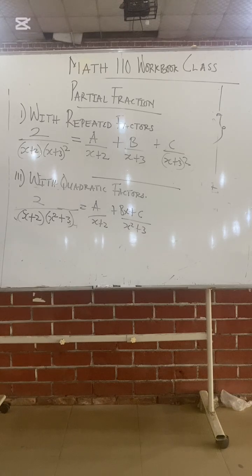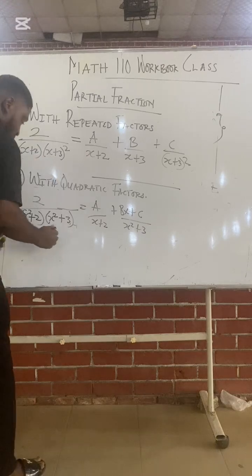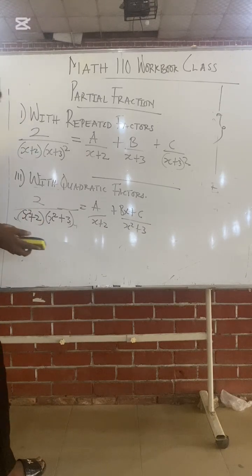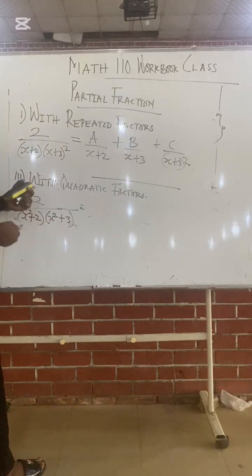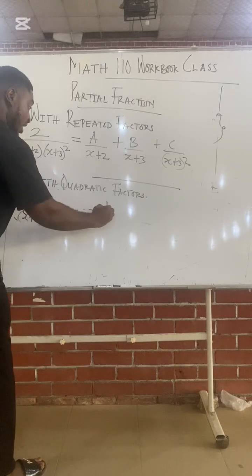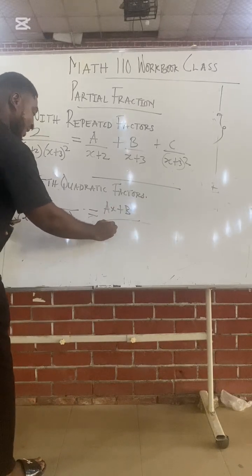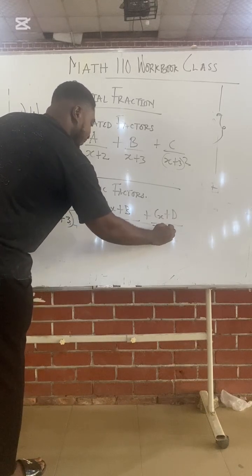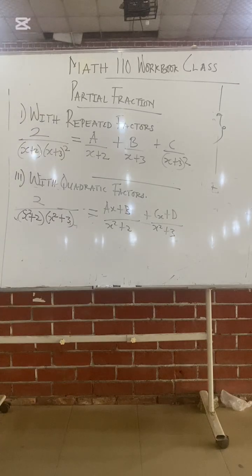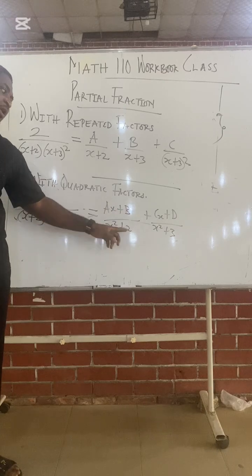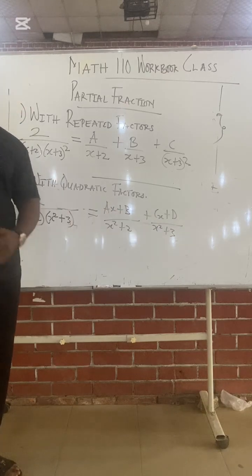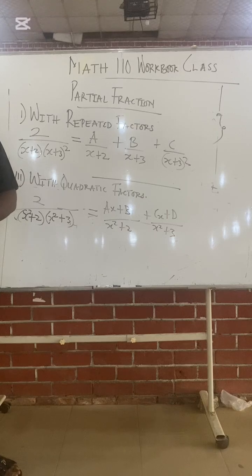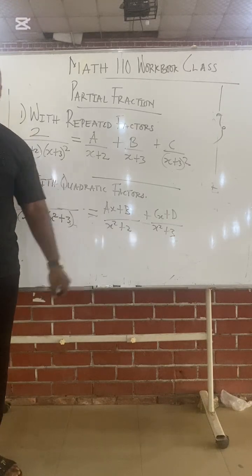Yes, that's what I'm about getting to. What if two of your denominators are quadratic? x squared plus 2 and x squared plus 3. We're now going to have ax plus b all over x squared plus 2 plus cx plus d all over x squared plus 3. Then find the LCM and solve accordingly.